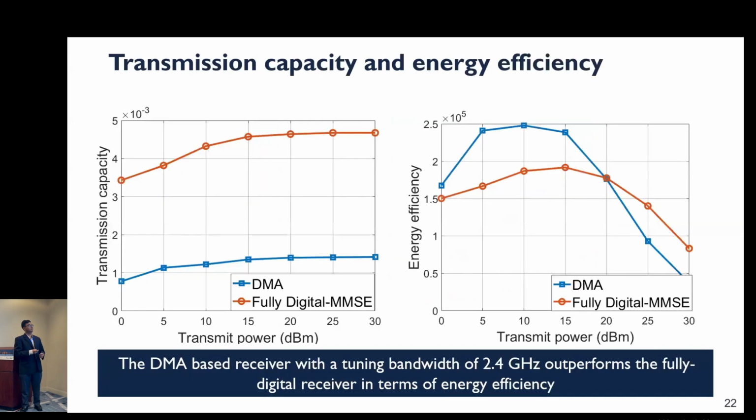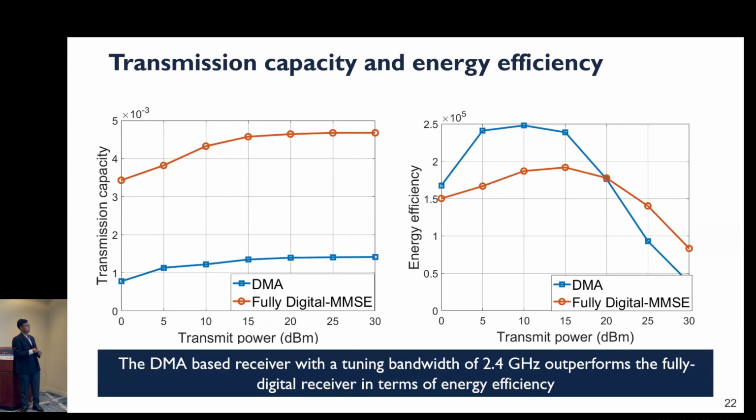Finally, we compare the transmission capacity and the energy efficiency of the DMA with respect to the fully digital MMSE receiver. So the fully digital MMSE receiver has one RF chain per antenna, which means it has more power consumption and hence lower energy efficiency compared to a DMA. But the trade-off here is that the fully digital MMSE receiver is optimal in terms of the transmission capacity. So it has higher transmission capacity, but lower energy efficiency. So the DMA is a good sweet spot where we get reasonable transmission capacity with good energy efficiency.